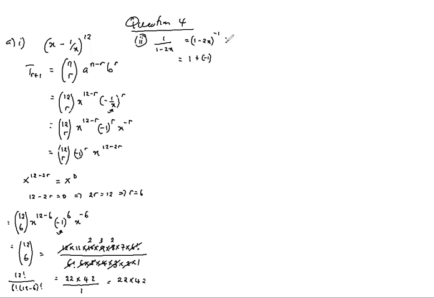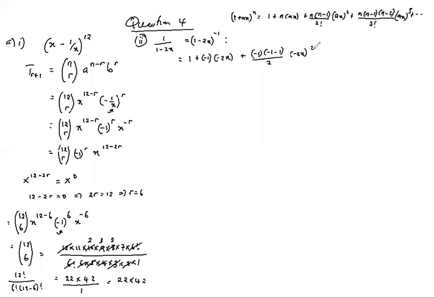So what I'm going to use here is, if we have this to the power n, we say 1 plus nax plus n(n minus 1) over 2 factorial ax squared plus n(n minus 1)(n minus 2) over 3 factorial ax cubed. So our n is -1, so just substituting: 1 plus (-1)(-2x) plus (-1)(-1 minus 1) over 2 times (-2x) squared plus (-1)(-2)(-3) over 3 by 2 times (-2x) cubed.